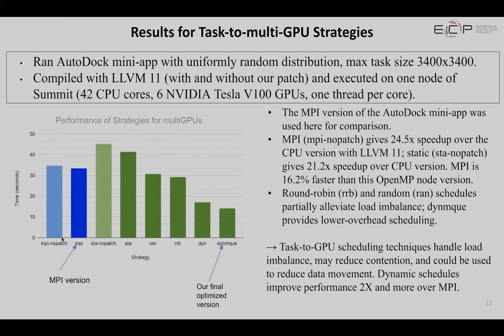I'll just note that the no patch here just means that we used the latest solve fork of LLVM for all of our experiments. And so we are actually using the most optimized version of solve with all the compiler optimizations, and those are helping for the target offload region. But the real improvements are seen through dynamic scheduling.